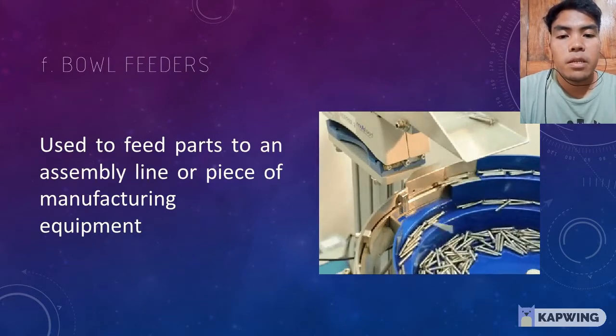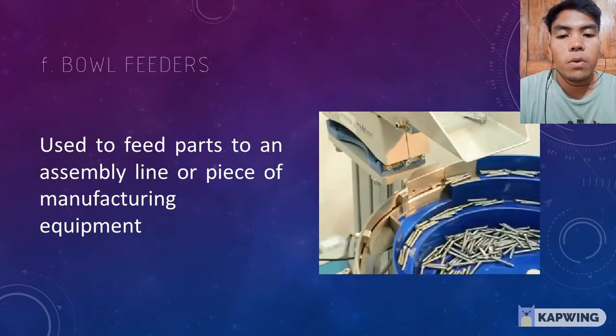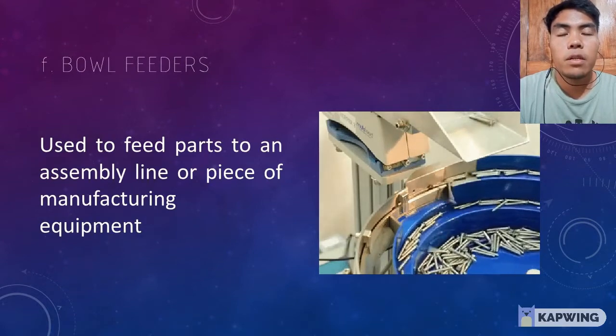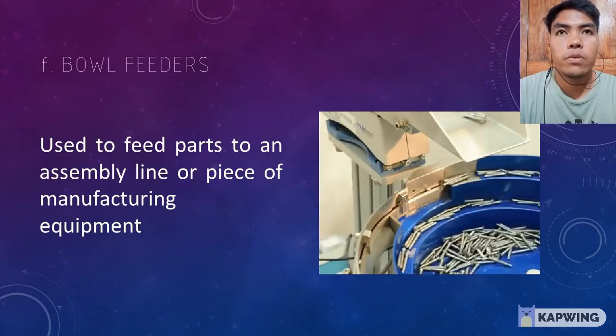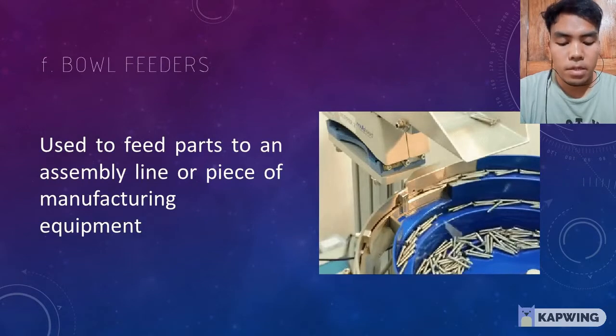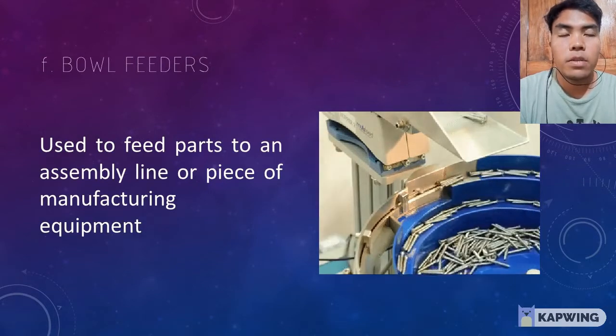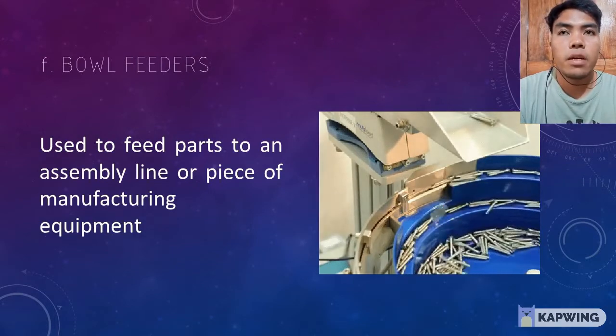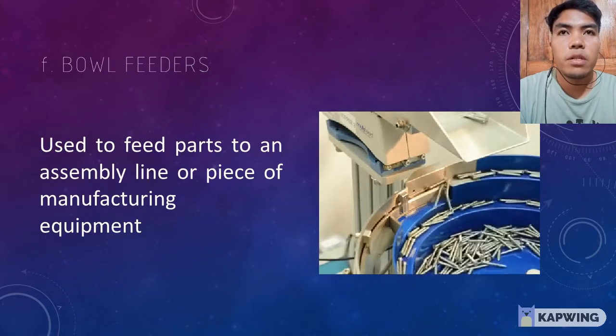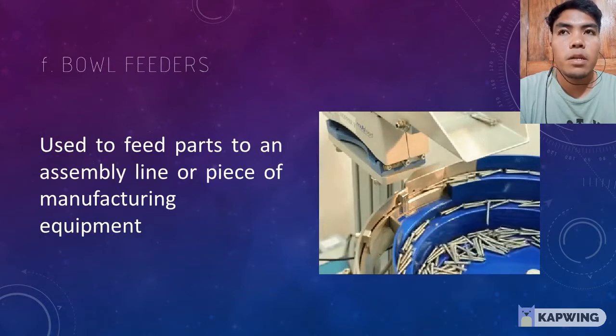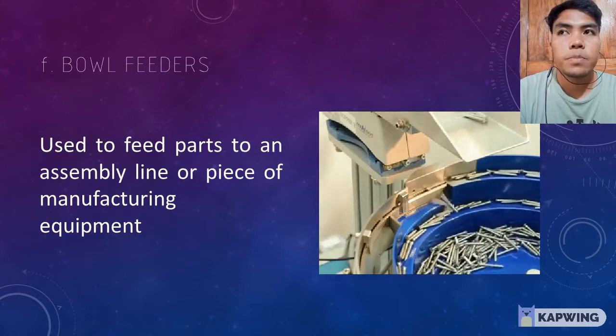Chemical processing, electronics. So the electronics example is mass production of diodes. So before a diode is installed in a circuit, it still passes through the bowl feeder, in which it is sorted out or lined up.